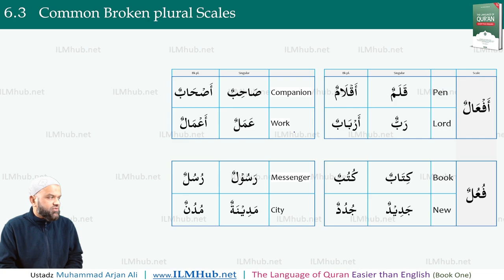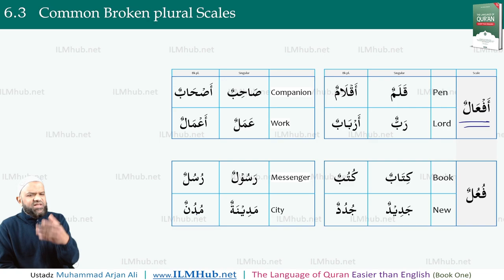Af'alun pattern: qalamun, aqlamun. So you can see here it is following that scale which we have here. Then we have rabbun, arbabun. Sahibun, companion, ashabun, and we have amalun, a'malun. I hope this is easy for you, and you can see that this is following the af'alun pattern. Then we have another pattern here, fu'ulun. Okay, kitabun, kutubun, jadidun, jududun, rasulun, rusulun, madinatun, mudunun. You can see here very simply that all the words, and there are many others, I'm just giving you as an example. These are two scales of broken plurals.